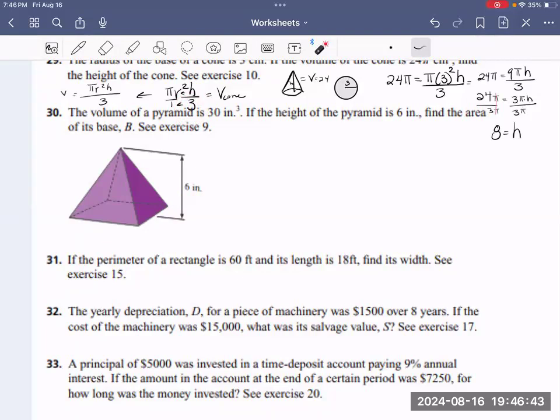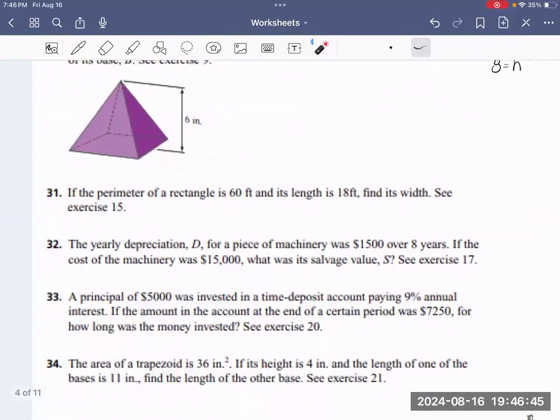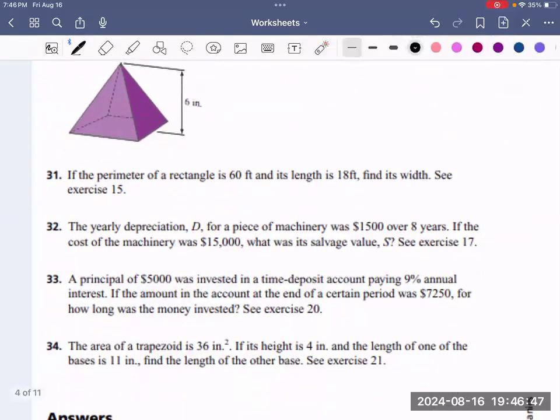So let's move on to 31 right here. The perimeter of a rectangle is 60. Perimeter, keep in mind, is just kind of you walking around the outside. So they're telling us that the perimeter is 60. If we're talking about walking around, we have these two values here are the same, and those two are the same. So if we know that the length is 18, that means this one is also 18.